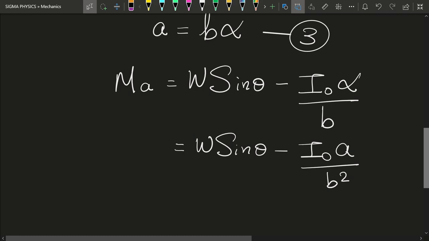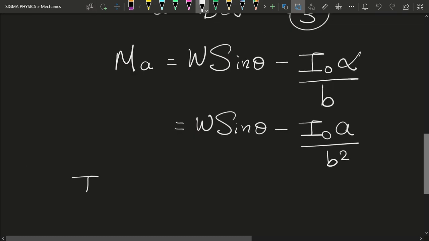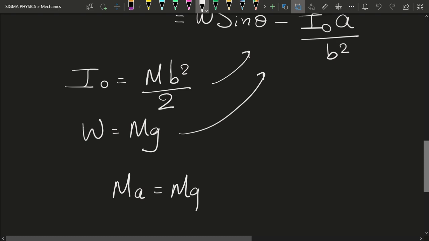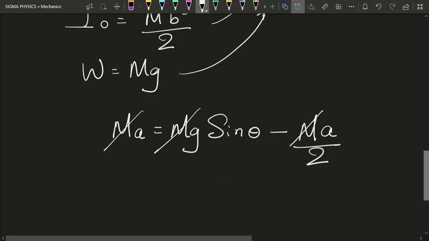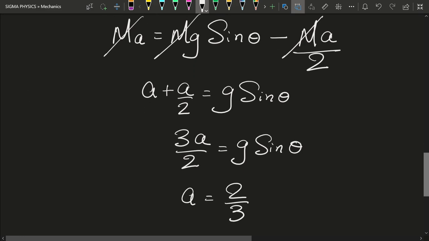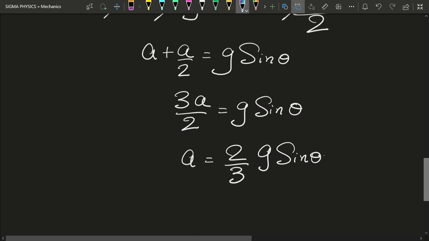Now what is the moment of inertia of a solid cylinder? The moment of inertia of a solid cylinder, I naught, is equal to Mb squared divided by 2. And W is nothing but mg, as I told you. So I'm going to put both of these in this expression. Then I will get MA is equal to Mg sine theta minus, b squared gets cancelled, so what I'll be left with is MA divided by 2. Now, as you can see, capital M gets cancelled throughout, and I will be left with A plus A by 2 is equal to g sine theta. So 3A by 2 is equal to g sine theta. And hence, A is equal to 2 by 3 g sine theta. So this is what we were searching for. This is the acceleration of the solid cylinder.